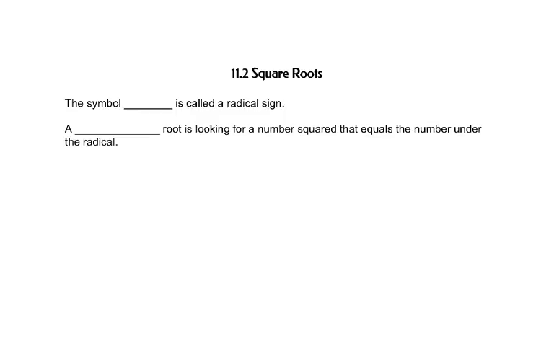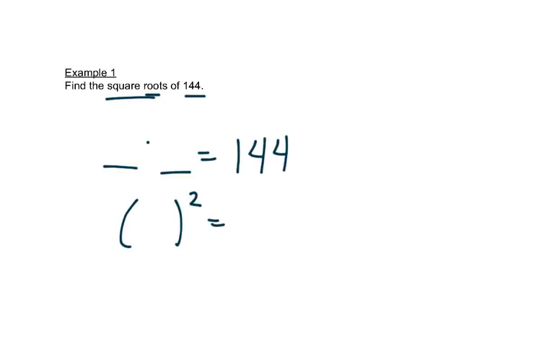In this video, we'll start looking at square roots. This symbol is called a radical sign. A square root is looking for a number squared that equals the number under the radical. So for example, this asks for the square roots of 144. So I'm looking for what times itself, or what squared, is equal to 144.